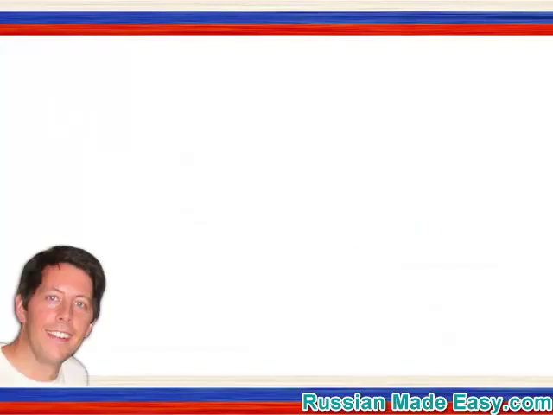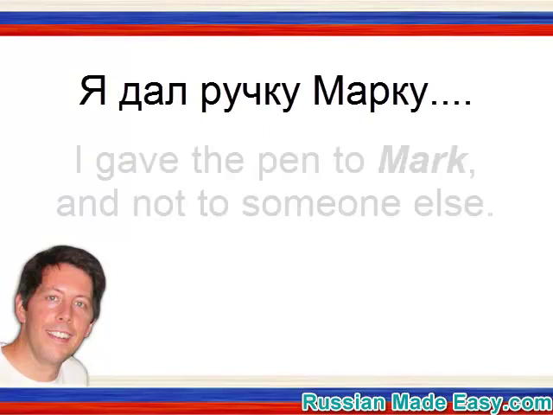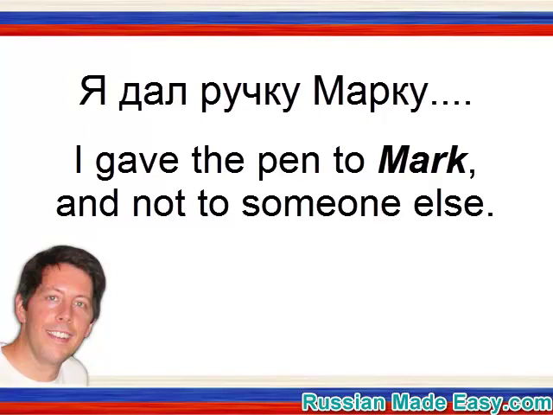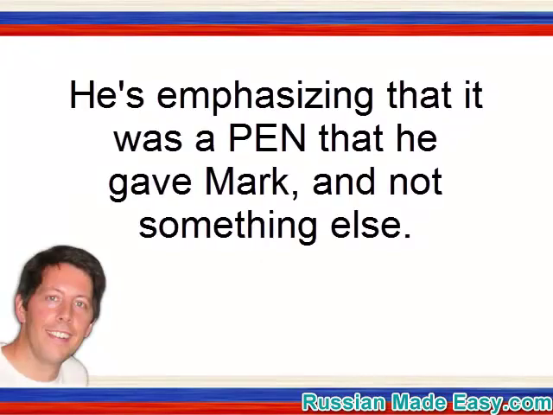And let me talk again about word order in Russian. This phrasing, Я дал ручку Марку, emphasizes that I gave the pen to Mark and not to someone else. But if the speaker says it in this word order, Я дал Марку ручку, he's emphasizing that it was a pen that he gave Mark and not something else. So the meaning is the same, but the emphasis is different.